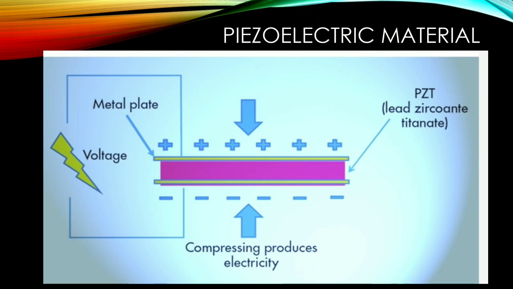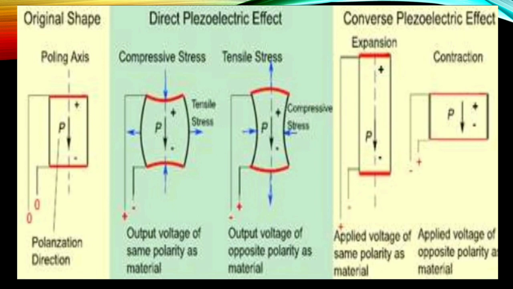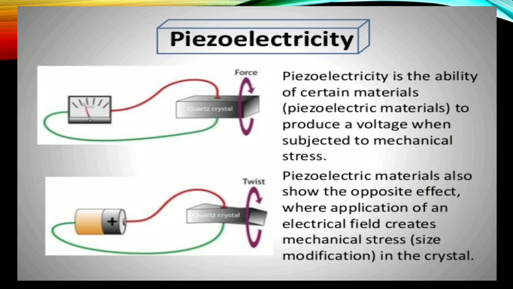One example of a smart material is piezoelectric material. You can see this is a diagram of a piezoelectric material. This is another diagram, a piezoelectric disc generating a voltage when deformed. The change in shape is greatly exaggerated. You can see the original shape is there. When you apply compressive stress, the output voltage has the same polarity as the material. Whenever you supply tensile force, the output voltage has opposite polarity. This is expansion and contraction. Whenever expansion of the material takes place, same polarity. When contraction happens, opposite polarity. These are the diagrams you can see.